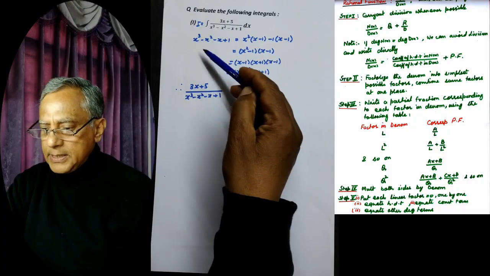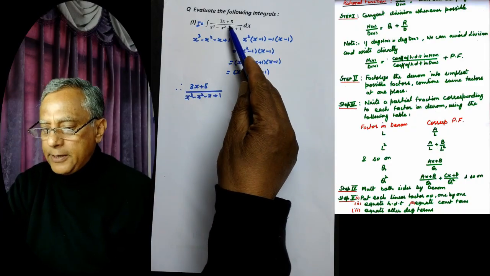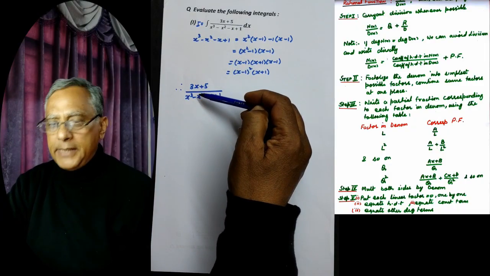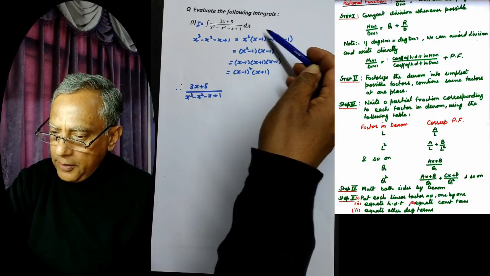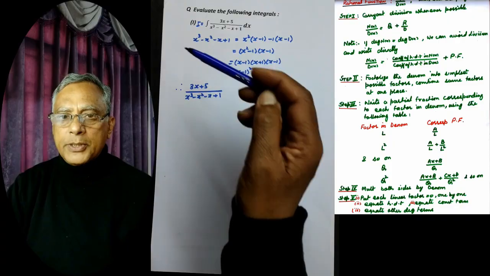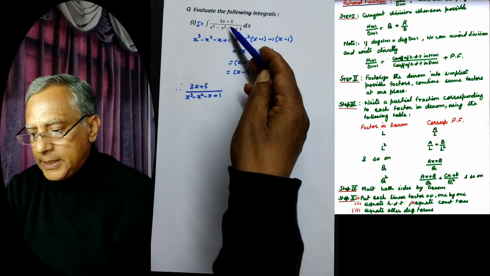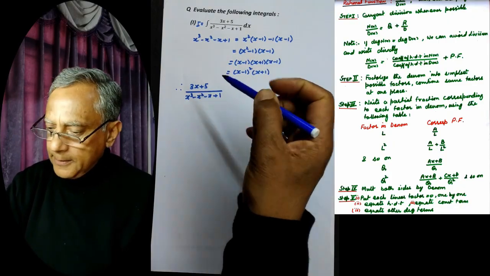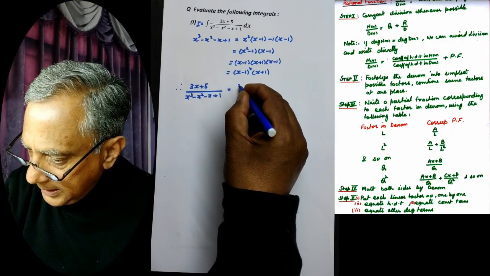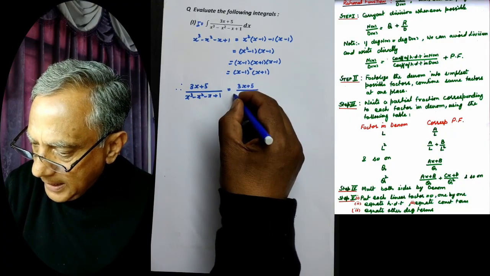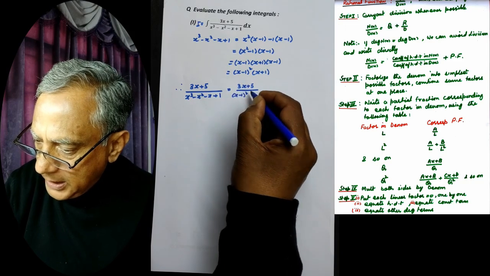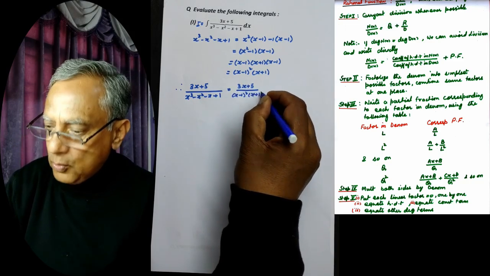Now in such questions, first we will reduce this into partial fractions. Then we will solve the question of integration. Integration is not involved in these steps. First we are resolving this into partial fractions. So this will be equal to 3x plus 5 over x minus 1 whole square into x plus 1.